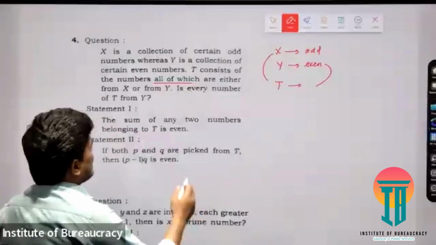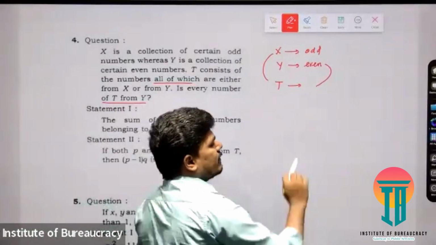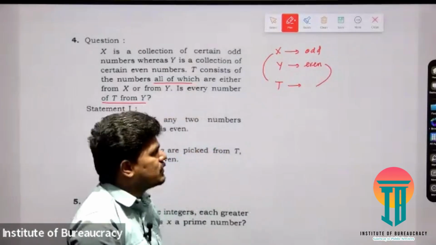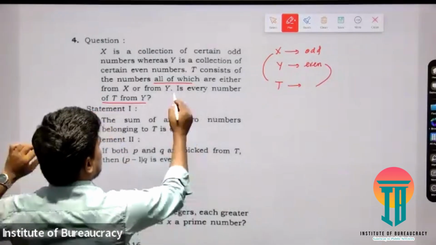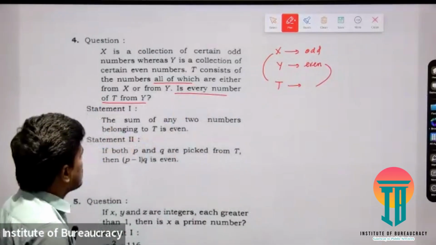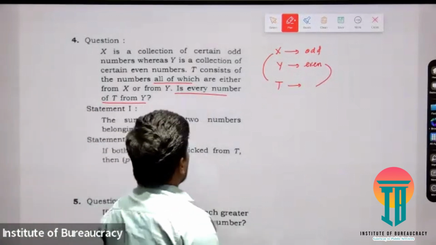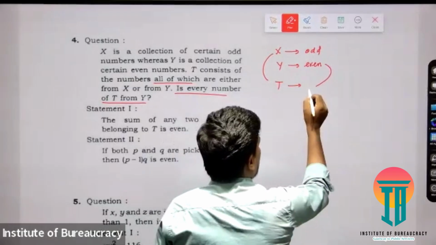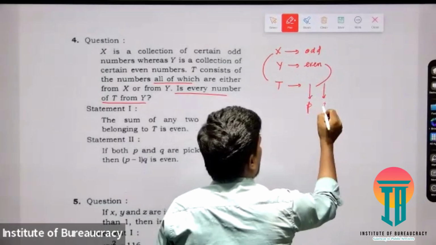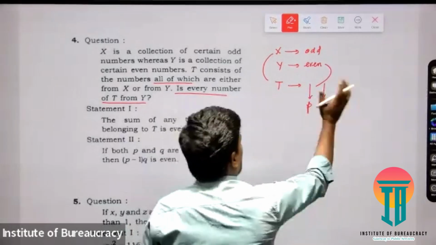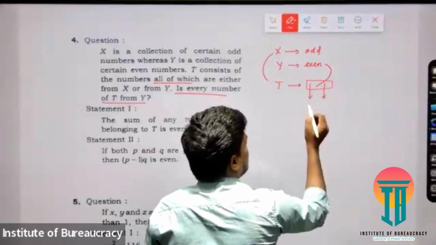Okay. Is every number of T from Y? That means, if every number of T is an even number, that is what we have to find. So to answer this question, we'll take the first statement: the sum of any two numbers belonging to T is even. So you take any two numbers, P and Q, from T.